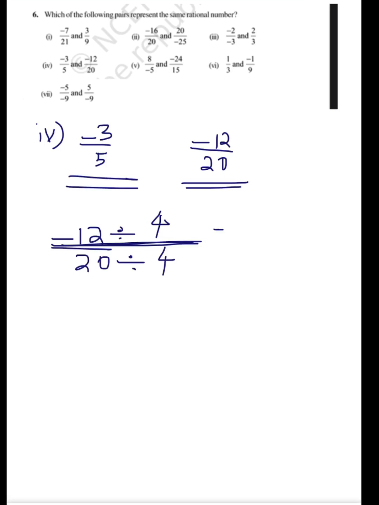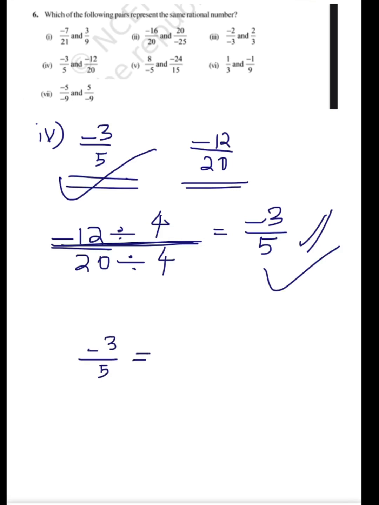So what will you get in the answer? Minus 12 divided by 4 is minus 3. Okay, and what is 20 divided by 4? It's 5. So our answer will be minus 3 by 5. So in the first case it's minus 3 by 5, and in the second case also it's minus 3 by 5. That is minus 3 by 5 equal to minus 3 by 5, which says that both represent the same rational number. Okay.